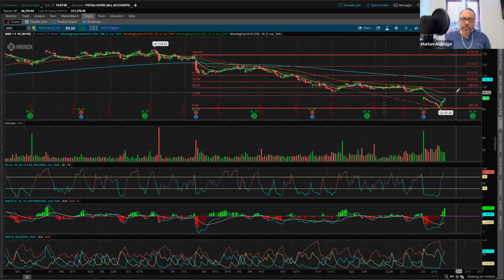Let's say, for example, let's use the 23.6. At this point, the 23.6, which is $92.31, may be a ceiling or resistance level. So some traders would say, I want to see Merck break through $92.31. Okay? Now, here's what it has going against it, potentially. Now, this is subjective, like I said.